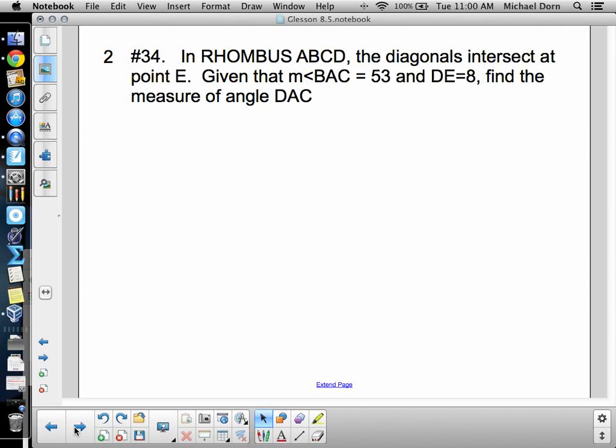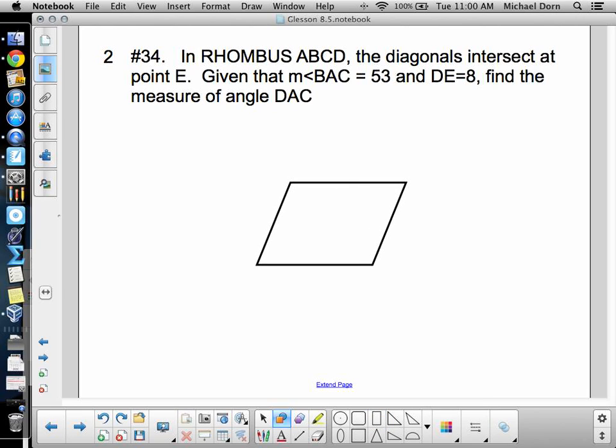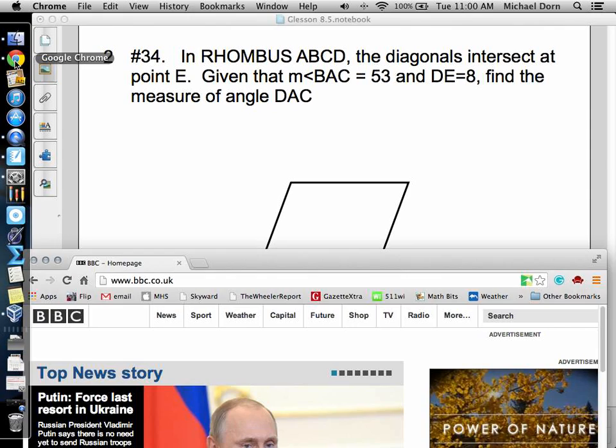In rhombus ABCD, the diagonals intersect at point E. Given the measure angle BAC is 53 and DE is 8, find the measurement angle DAC. Again, just a written description. So what we're going to have to do, we're going to have to draw a picture. And today we are out pretty quickly here. So actually, this is from your homework last night. We won't get into that right now. Let me put tonight's assignment on the board. We're running out of time.